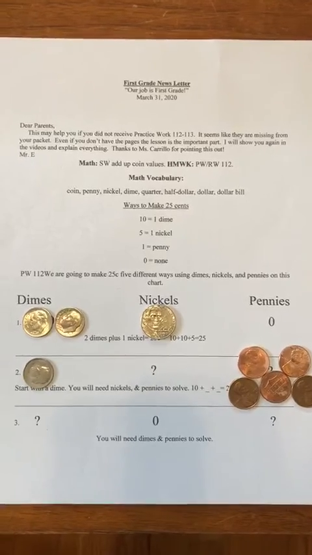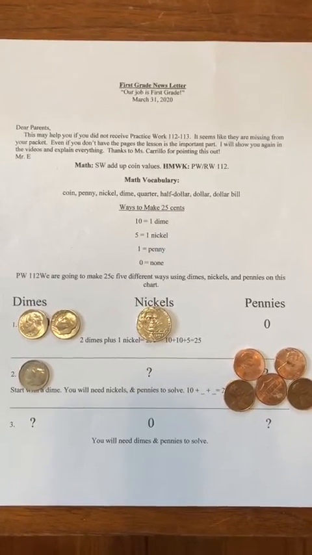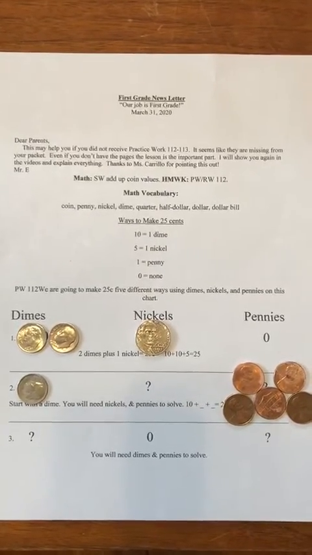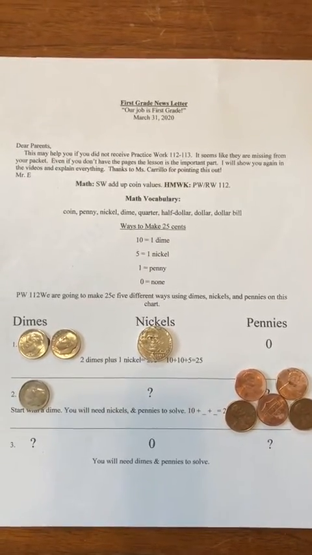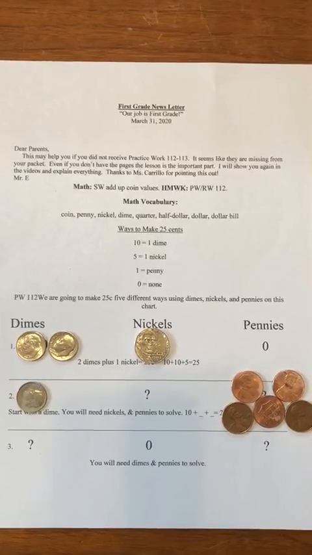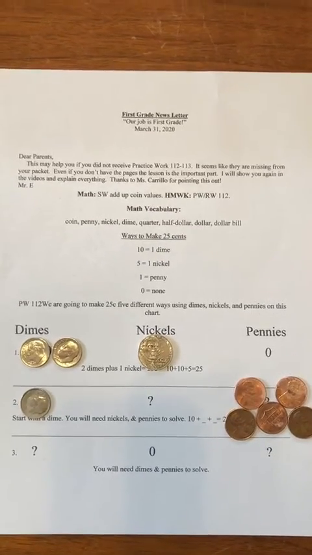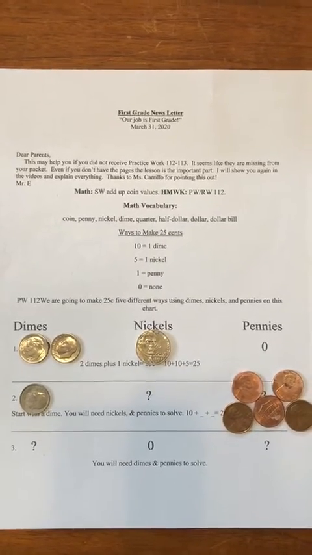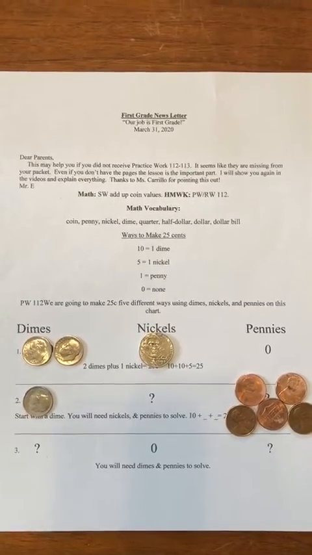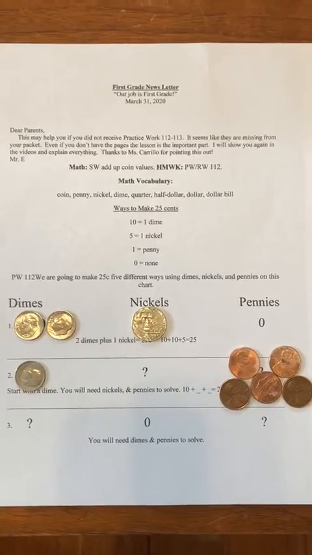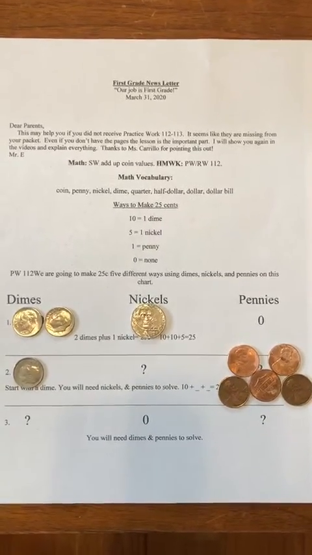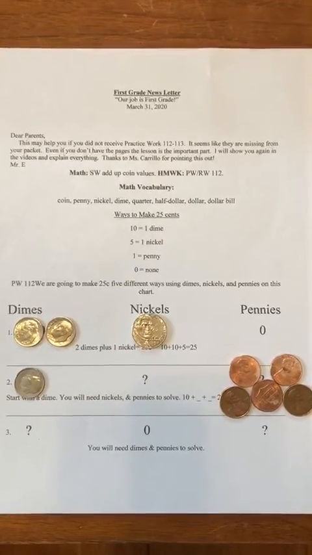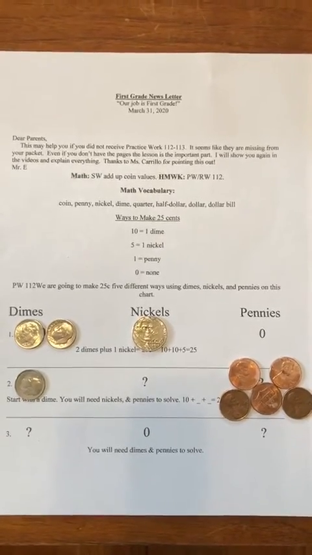So for instance, on number 1, you can make 25 cents using 2 dimes and 1 nickel. And you would count that up going 10, 20, 5. So 2 dimes and 1 nickel equals 25 cents. On number 2, you see I put a dime down. The question mark means how many nickels do I need to add? And I also gave you a hint. I covered up the other question mark with 5 pennies.